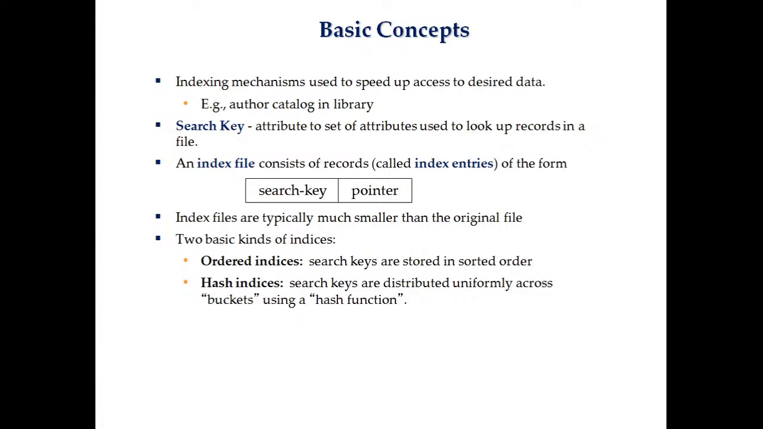Two kinds of indexes are there. The first one is the ordered indexes and the second one is the hash indexes. In ordered indexes, all the search keys that are stored in the index file are in a systematic or sorted order, maybe ascending, maybe descending, or some other kind of order. And in hash indexes, the search key is generated by some hash function, and that is most useful.